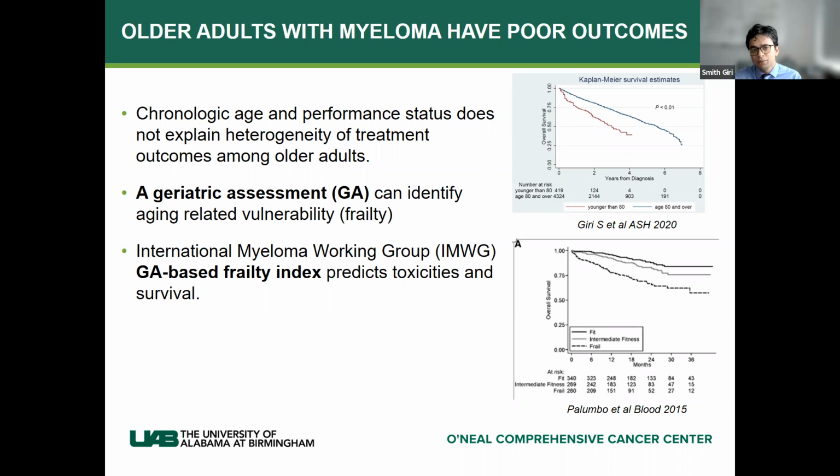Prior research has shown that a geriatric assessment, which is a comprehensive evaluation of the health status of an older adult, can capture aging-related vulnerability. And to that end, the International Myeloma Working Group came up with the Geriatric Assessment-Based Frailty Index to define patients as fit, intermediate fit, and frail, and really be able to predict the outcomes of older adults in terms of both toxicities and survival.